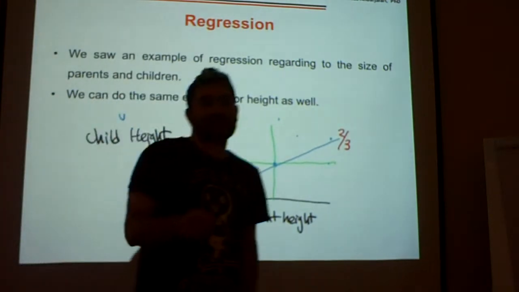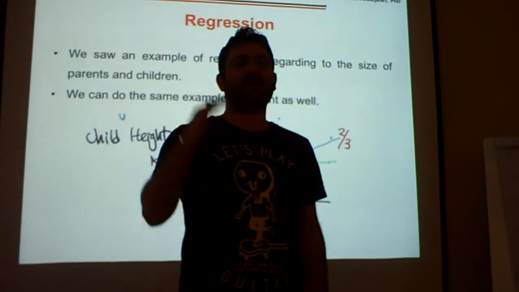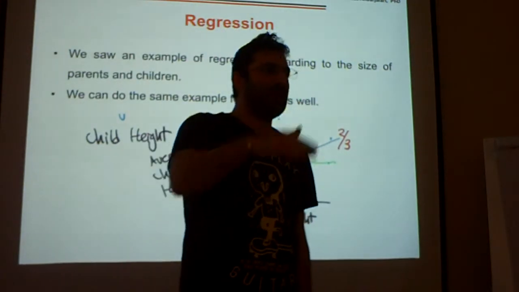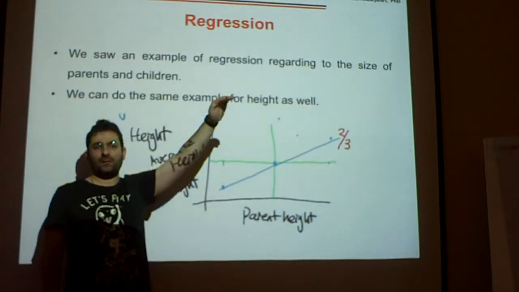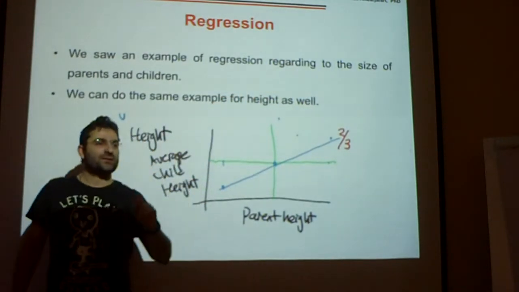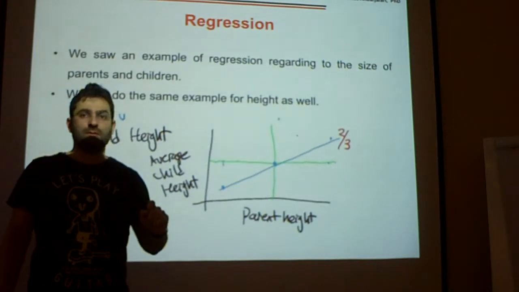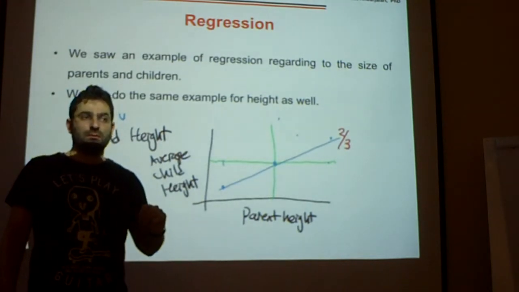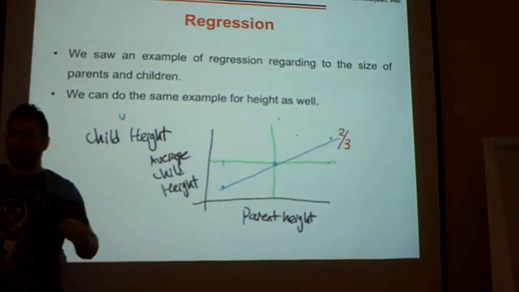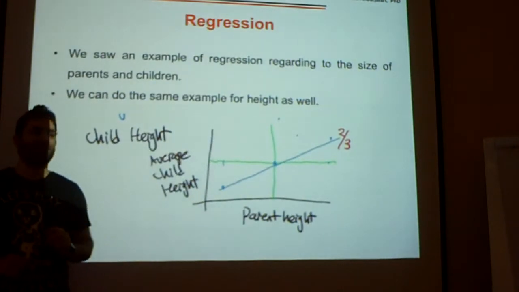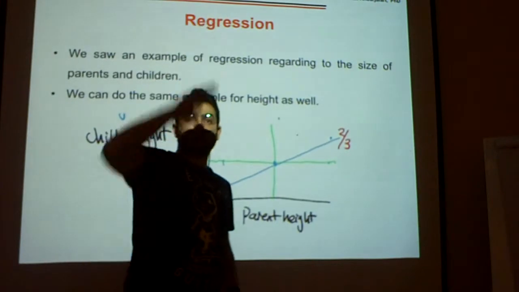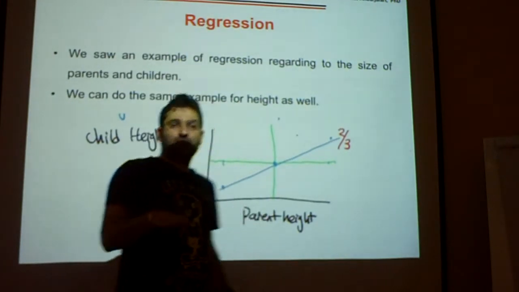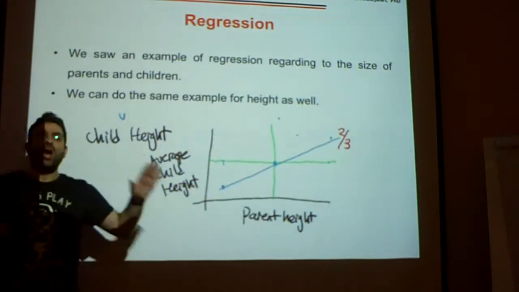The child height is the same as the parent's height, and we are not regressing towards the mean. If you are tall, your kids will be as tall as you are. What will happen if the slope is greater than 1? You're going away. The opposite of regression will happen. You are tall, your kid will be even taller. So it means that we are going away from the mean. But we understand that it's not like that.